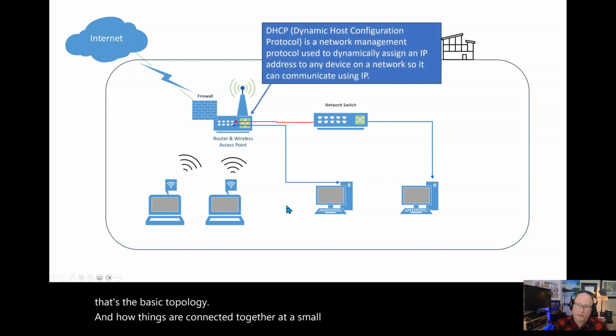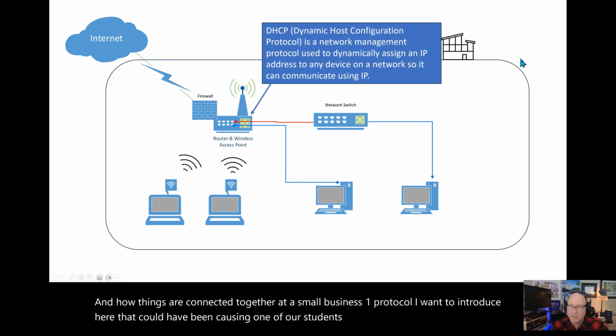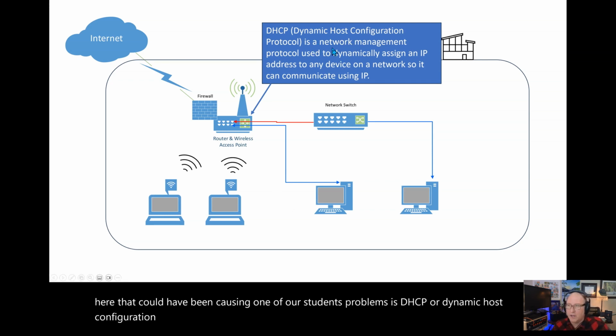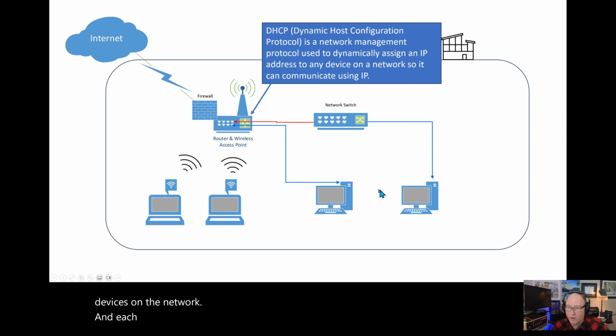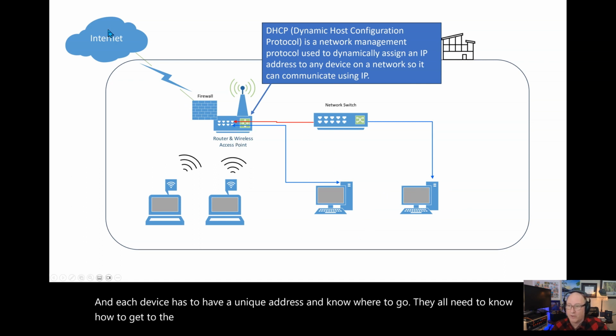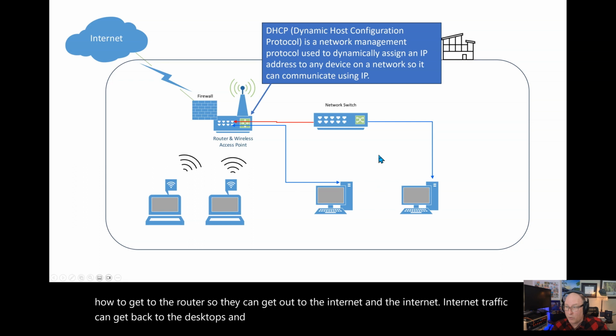One protocol I want to introduce here that could have been causing one of our students problems is DHCP, or Dynamic Host Configuration Protocol. It's a network protocol that's used to assign IP addresses to all the devices on the network. And each device has to have a unique address and know where to go. They all need to know how to get to the router so they can get out to the internet, and the internet traffic can get back to the desktops and laptops on the network.